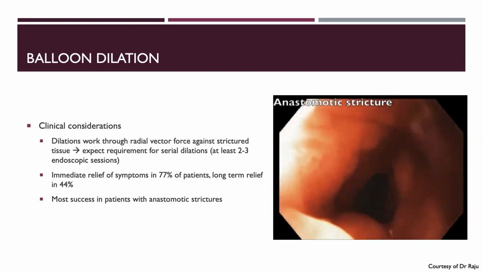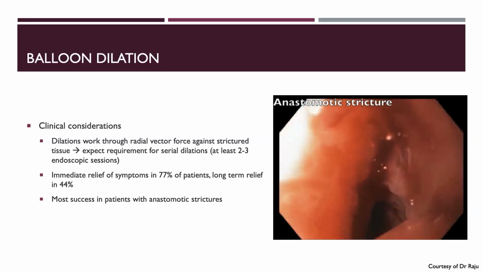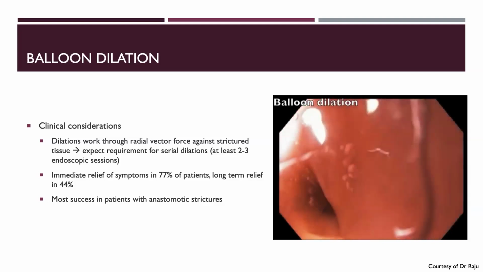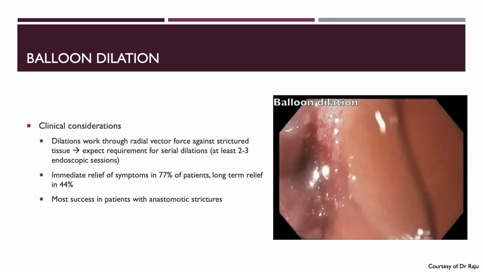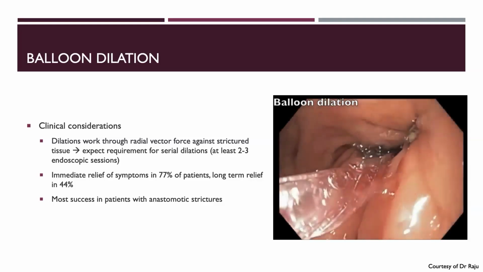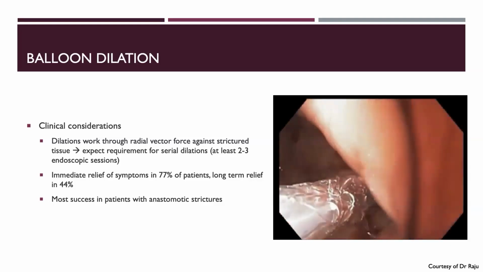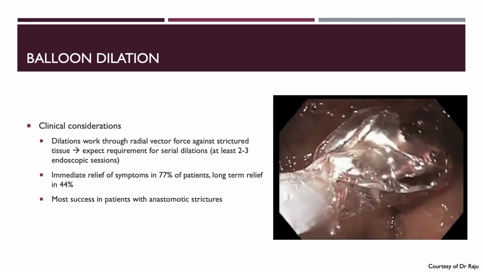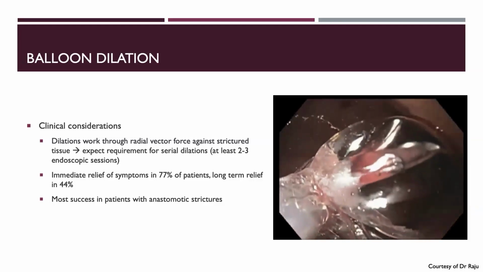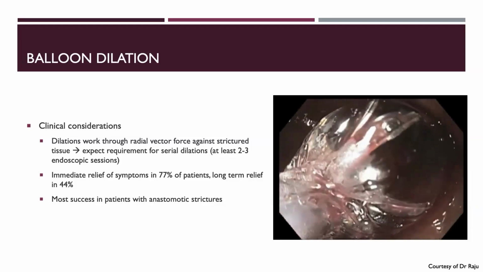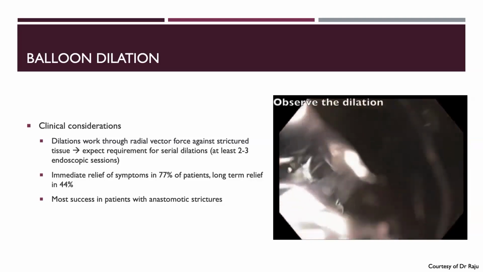For certain clinical considerations, remember, and I've alluded to this, dilations work through a radial vector force across the stricture. So again, the center of the balloon has the best radial vector force. Once it pushes across the stricture, whatever breakage happens, happens immediately at that time. Once you deflate the balloon, if there hasn't been any disruption to the tissue or to the muscle or to the scar, then you scar back down again. So it's not unrealistic to expect that you may require multiple serial dilations, at least 2 or 3 endoscopic interventions, if you're trying to dilate a stricture open.